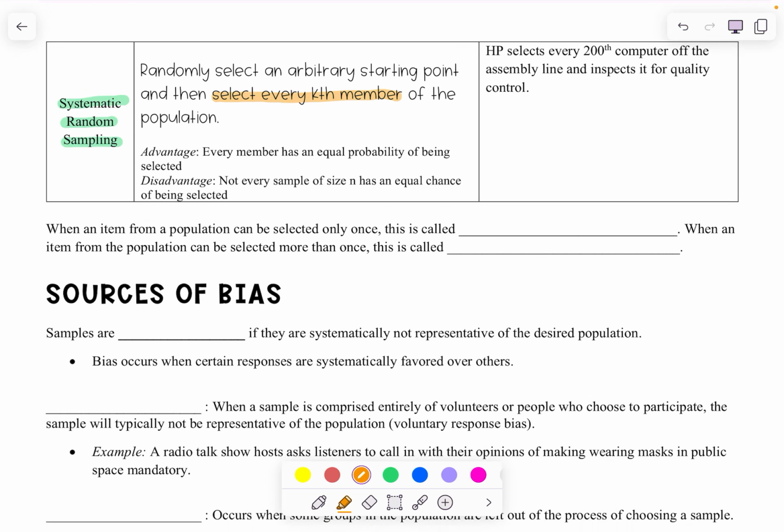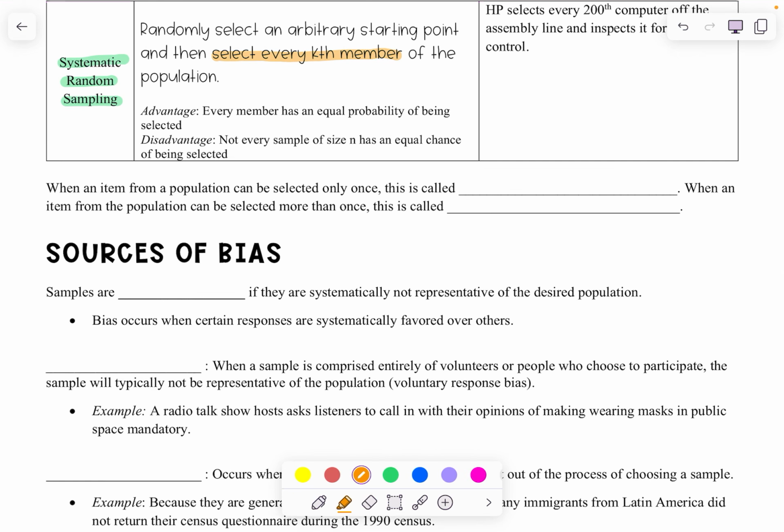If everyone's in a big line and I just want to take a sample of all of these people at the polls, but I want to do it randomly, I can use a systematic random sample to pick every 5th person and they become a part of my sample. So any numbering system is systematic.